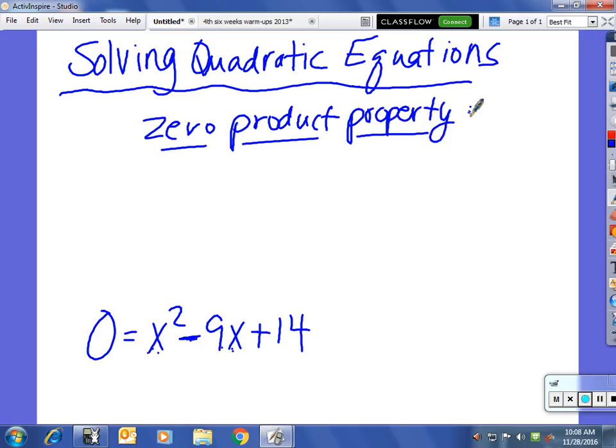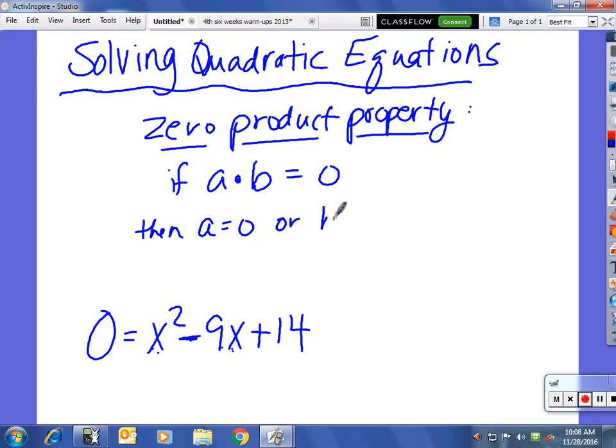Zero product property. That states if A times B equals 0. If you have two things that multiply together and you know that they multiply together to give 0, then you know something about A and B. If you know A times B is 0, tell me something you know. Either A is 0 or B is 0, or they both are. If A times B equals 0, then either A equals 0 or B equals 0 or both of them equal 0, A and B. That sounds like a real simple concept, but that's how we're going to find the solutions.